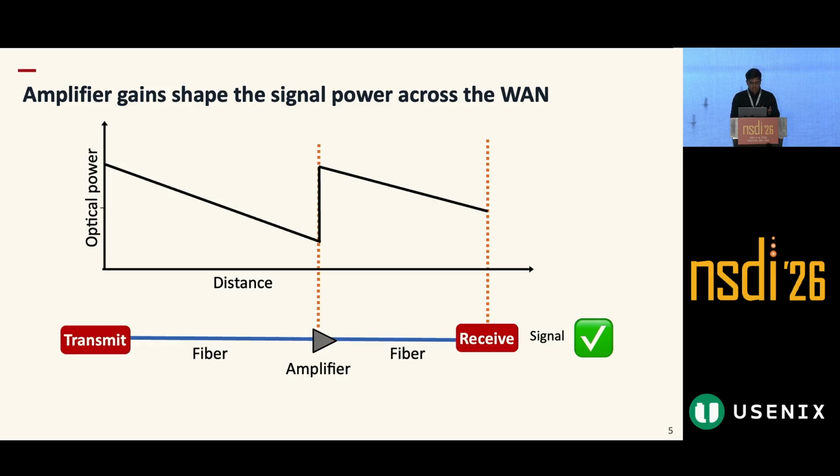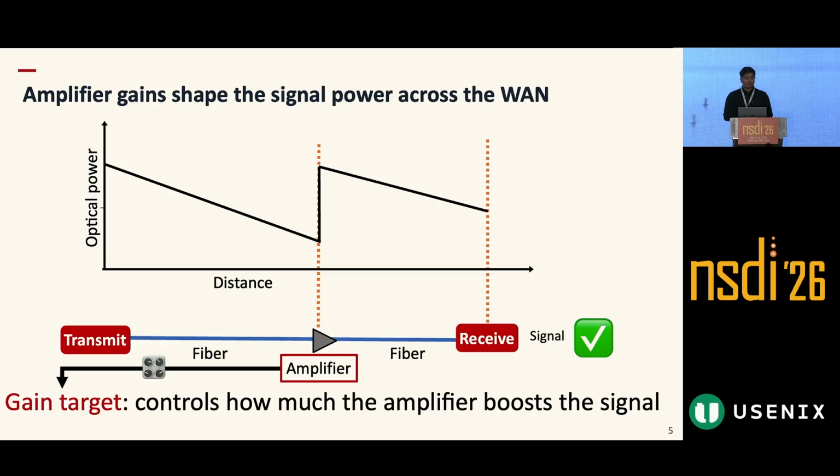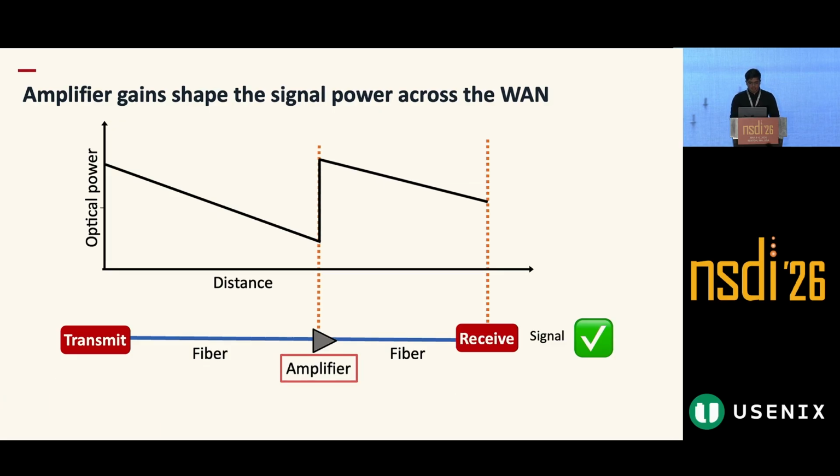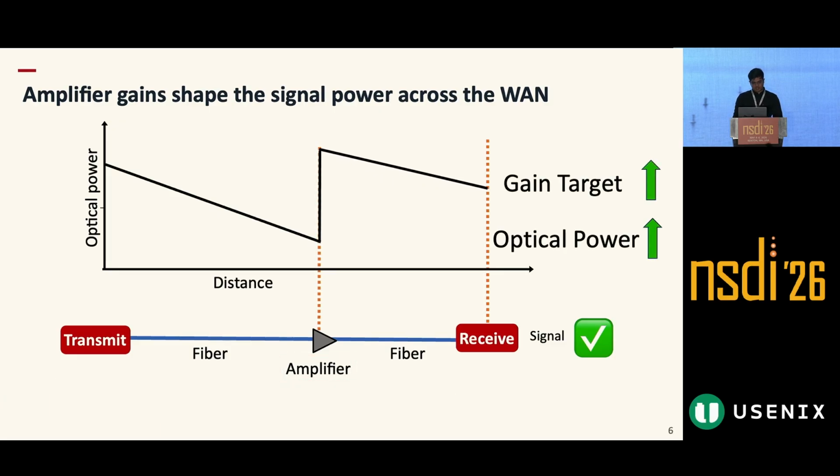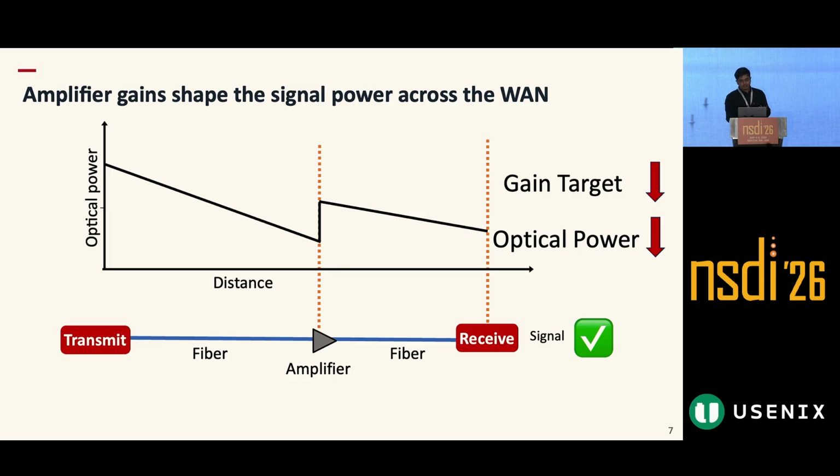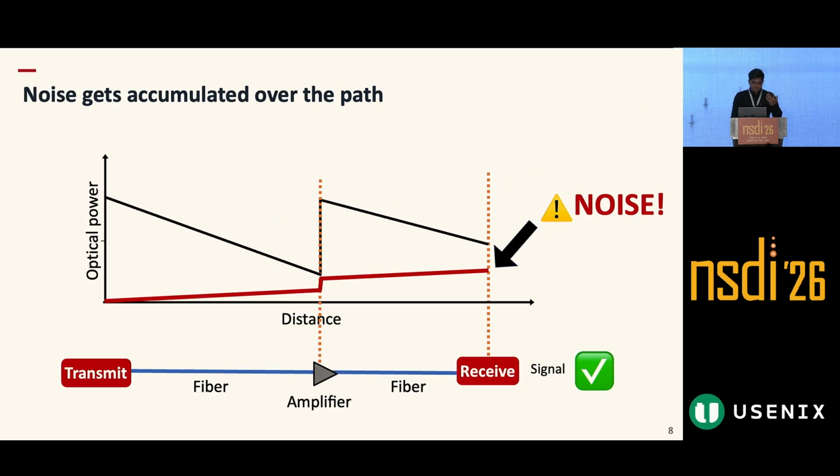To control how much you want to amplify the signal, there is a configuration in the amplifier called gain target. With a higher gain target, you get higher optical power. With a lower gain target, you get lower optical power. So it is pretty simple. What you want is higher gain, but the problem is that when the signal propagates over the network, you also get noise, and the noise keeps accumulating over the course of the signal propagation.